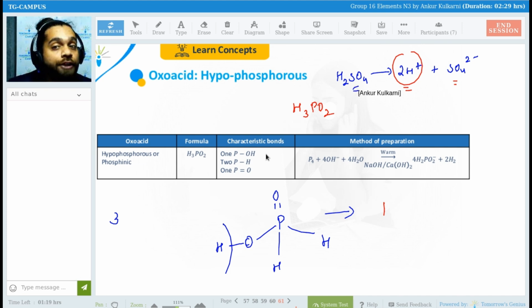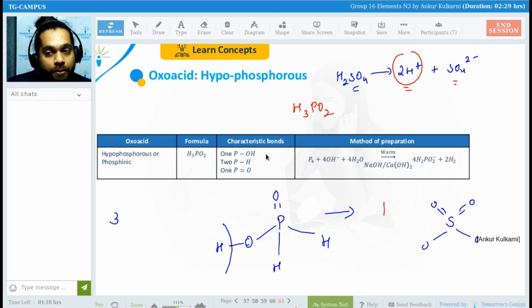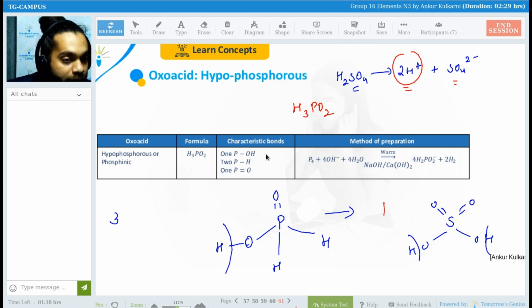In H₂SO₄, why do 2 H go? The structure is something like this: double bond O, double bond O, OH, OH. That's why you get 2 hydrogens. Over here, only one hydrogen is attached to oxygen, in the POH. So basicity is 1.